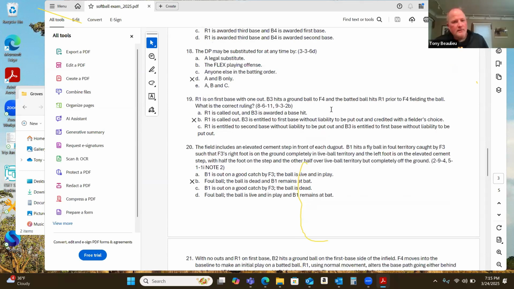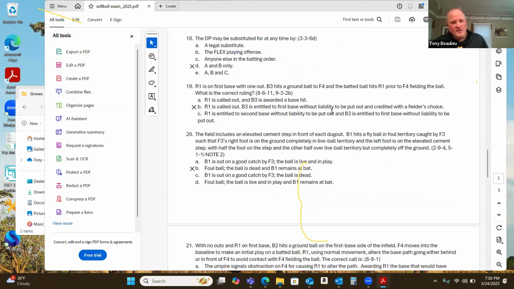18 is A and B. Either a legal substitute or the flex playing offense. Obviously, you can't be substituted by someone else in the batting order because they're already in the game.